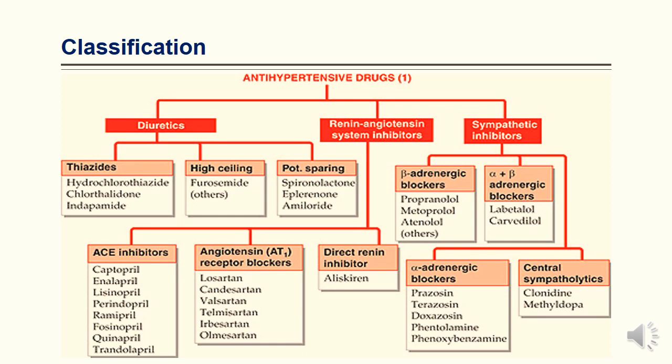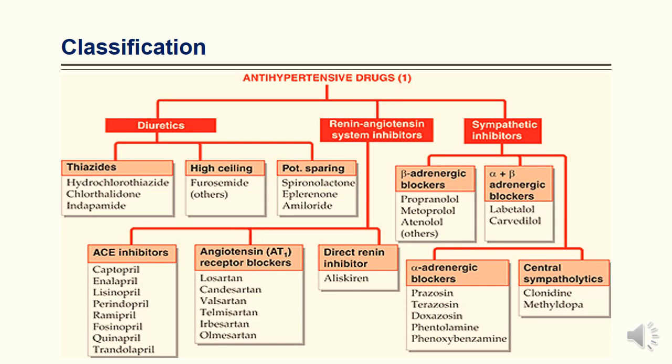ACE inhibitors are also responsible for the breakdown of bradykinin, a peptide that increases the production of nitric oxide and prostacyclin by the blood vessels. Both nitric oxide and prostacyclin are potent vasodilators.